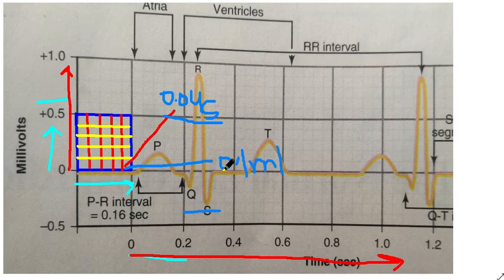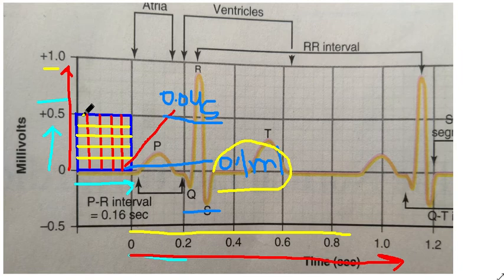So these are the values of the recording paper. One small box is equal to 0.04 second in the horizontal direction and 0.1 millivolt in the vertical direction, whereas one large box is equal to 0.2 second, 5 large boxes are equal to 1 second, 2 large boxes in the vertical direction are equal to 1 millivolt, and one large box is equal to 0.5 millivolt. Now we are going to draw the normal electrocardiograph.